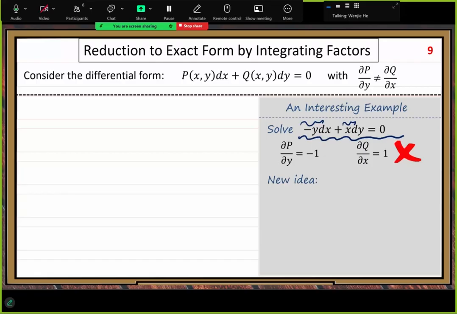But the new idea: let's choose an appropriate factor. That factor is 1 over x squared. How to find it? Later we will develop it. When we do our formula development, we will find that. Here, it's just like magic, okay? There is 1 over x squared. It's a magic factor. All right? So let's just try it. You multiply 1 over x squared on both sides of the equation, you will get this.